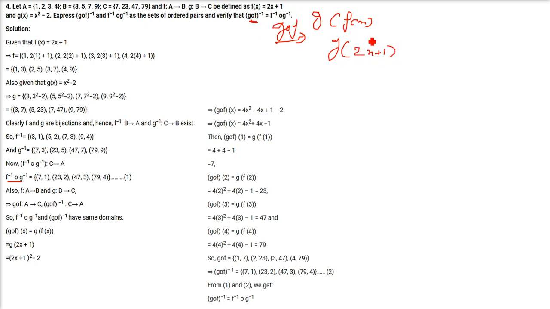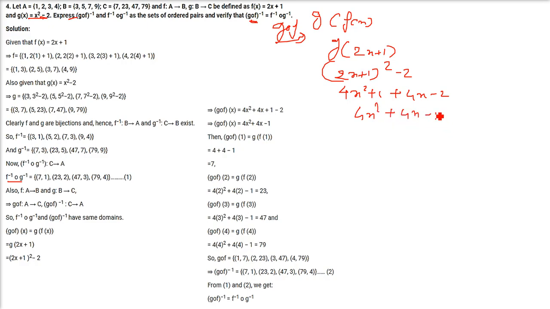So what value are you going to put? f(x) is 2x plus 1. So just put 2x plus 1 inside your g, that is x square minus 2. I am placing 2x plus 1 in the place of x in x square minus 2. So (2x plus 1) whole square minus 2, using a square plus b square plus 2ab, is 4x square plus 1 plus 4x minus 2. This will be 4x square plus 4x minus 1.